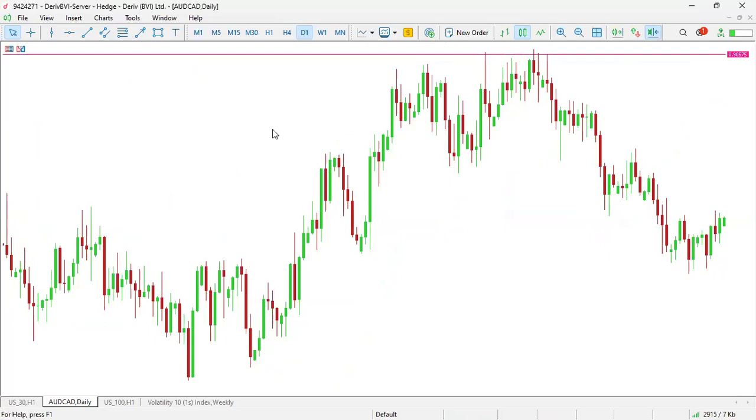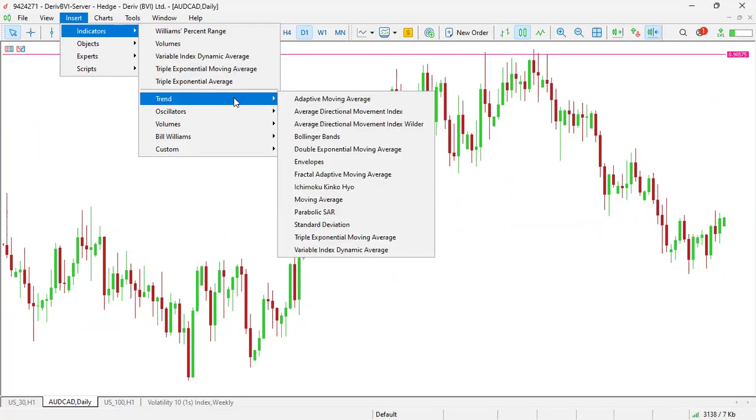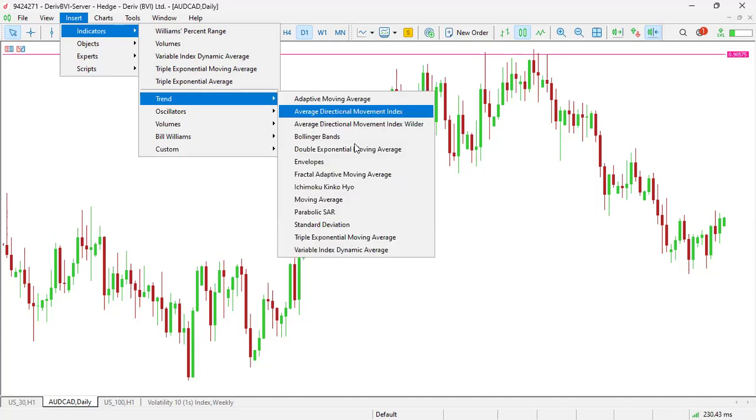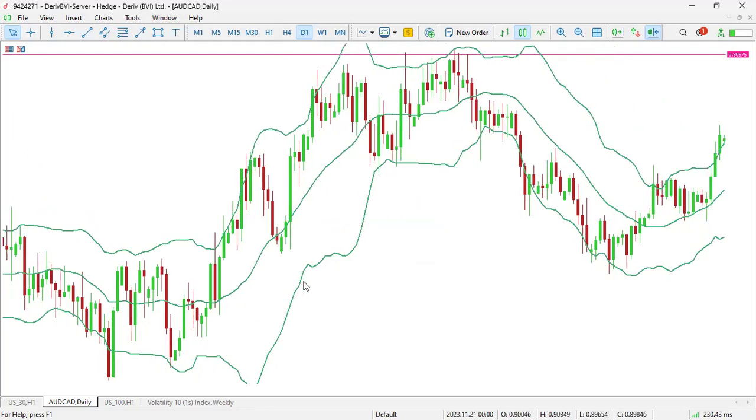On MT5 on the PC, even on the phone, the procedure is the same. You come to insert. What do you want to insert? An indicator. What indicator? There are different types: trend, oscillators, volumes and custom, but for now it's a trend indicator. It's the Bollinger Band. You click on it and select it. It's believed that the price is supposed to be within the band only, more like a stochastic. So if the price crosses the band, it's supposed to go back inside.